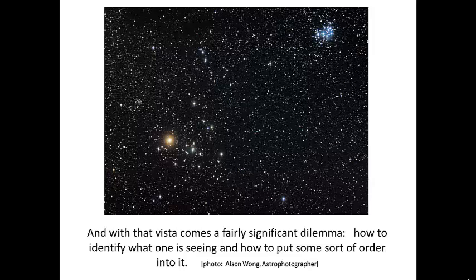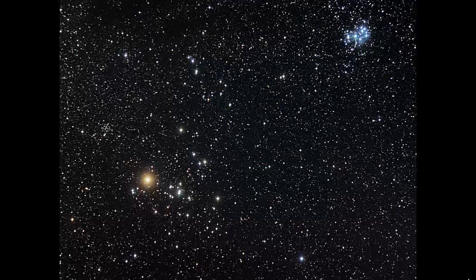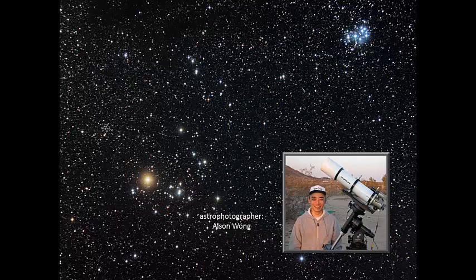Now, of course, when you look at the night sky and you see all of these stars, there's a dilemma. How do you put some order into what is up there? How can you identify what you're looking at? For instance, when you look at this photo here, there are so many stars out there. And yet, over the years, patterns have been visualized and stars and constellations identified. Many people take pictures of the night sky. This photo here was taken by Alson Wong.